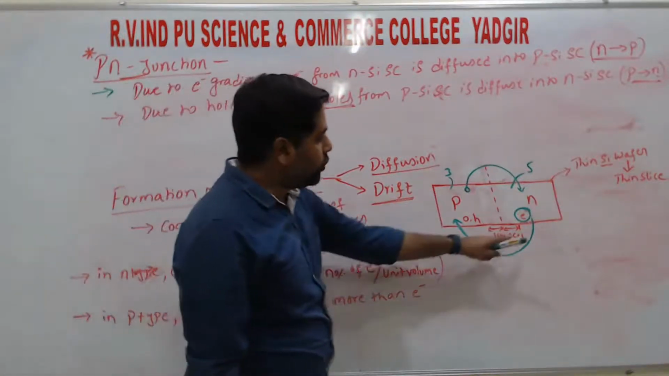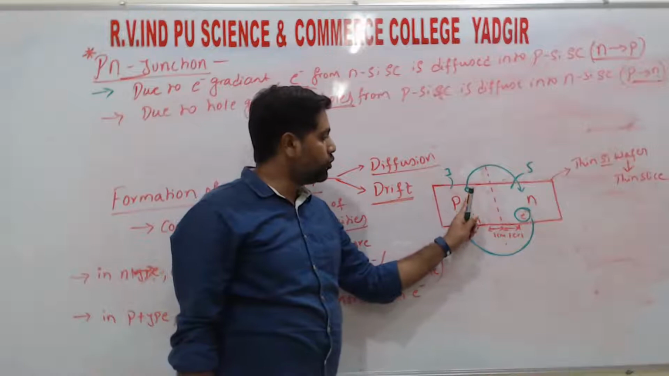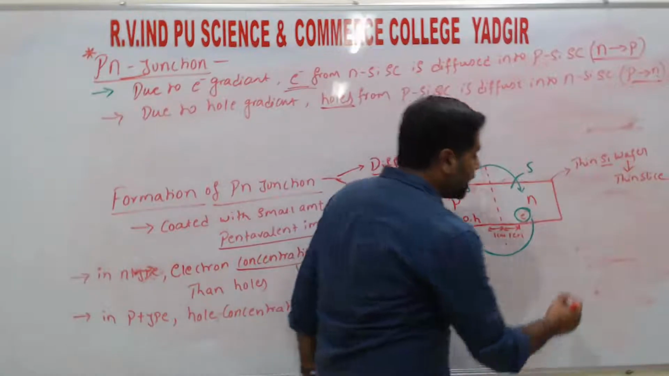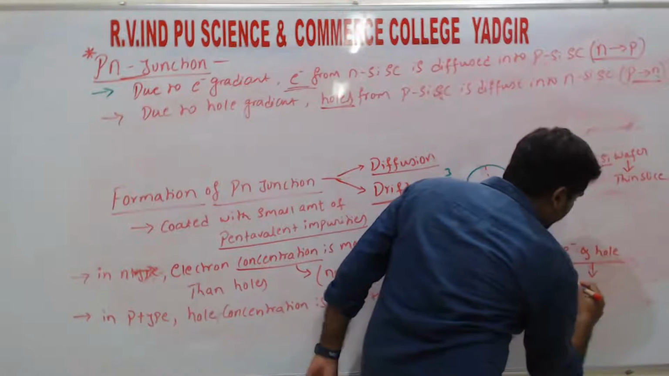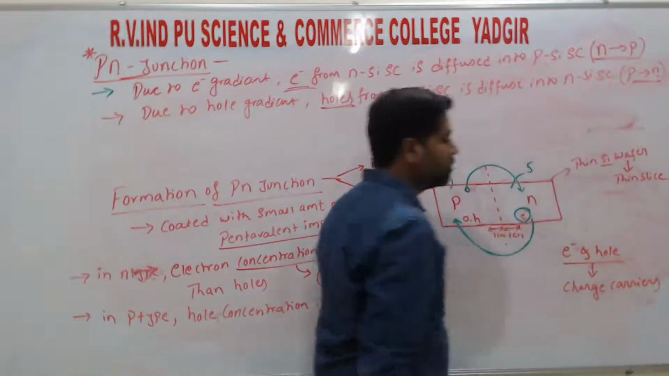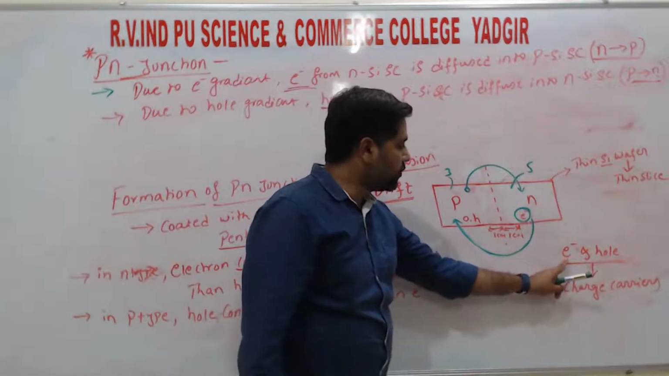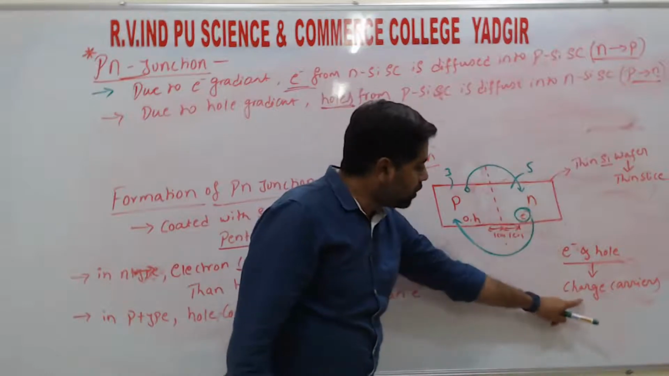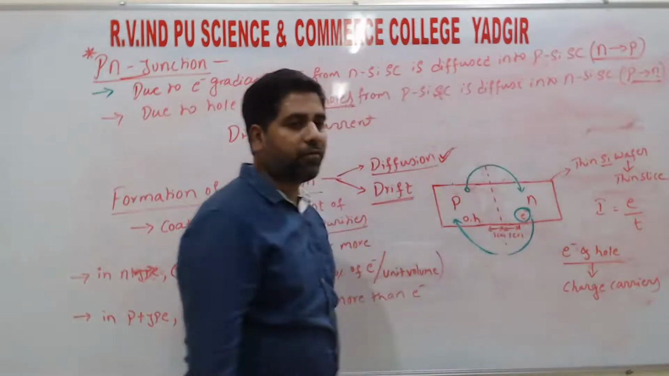So the process of diffusion of the electrons from n-type to p-type and the diffusion of holes from p-type to n-type, these two combined we call charge carriers, right? That means the electrons which diffuse from n to p and holes which diffuse from p to n. That means the diffusion of the charge carriers, electrons flowing per unit time, that is E divided by T.